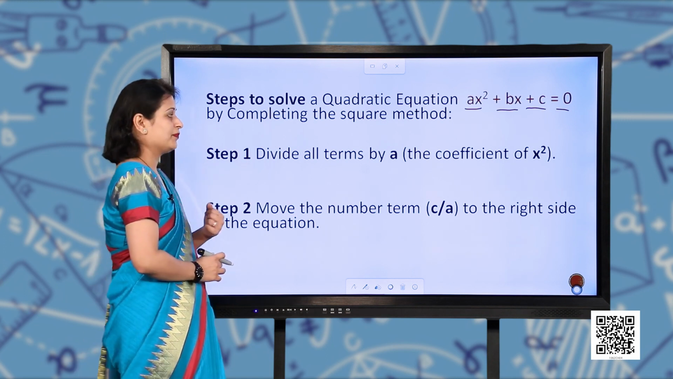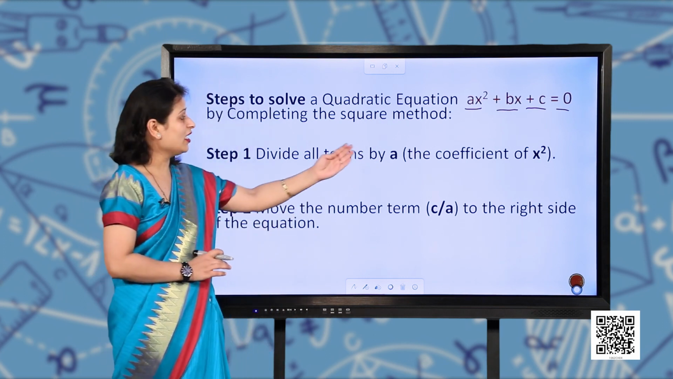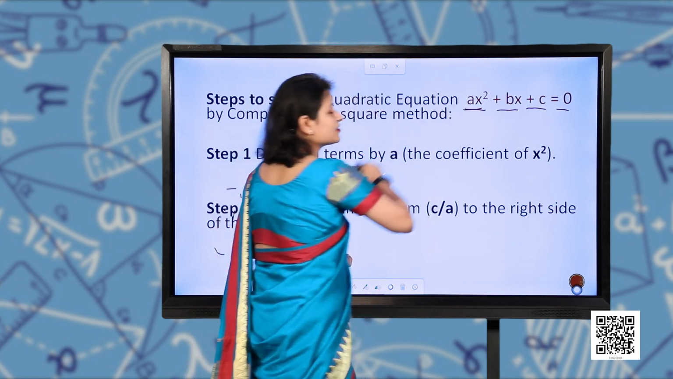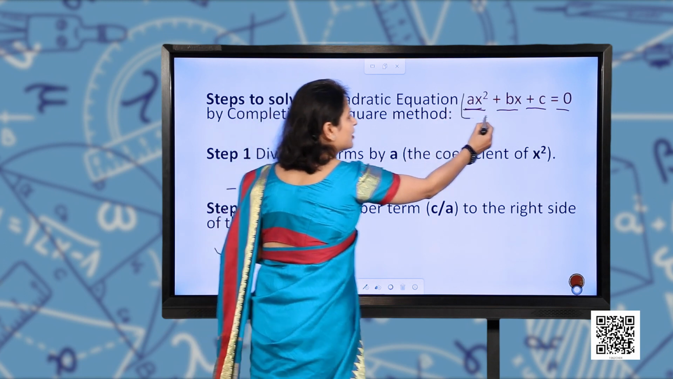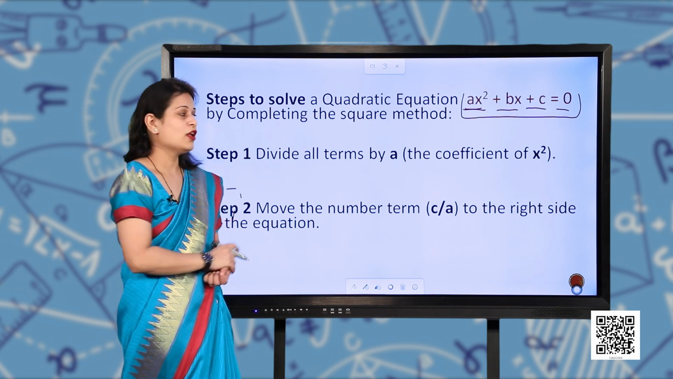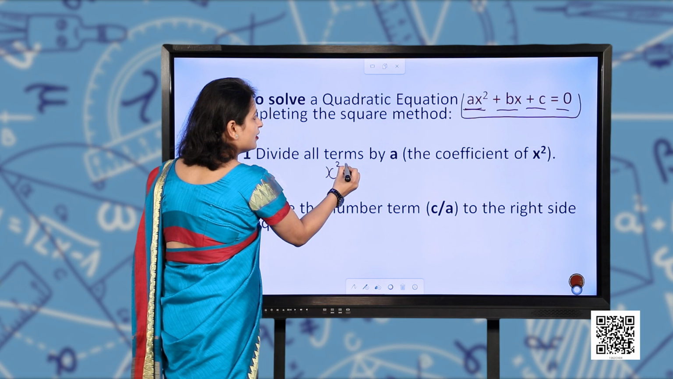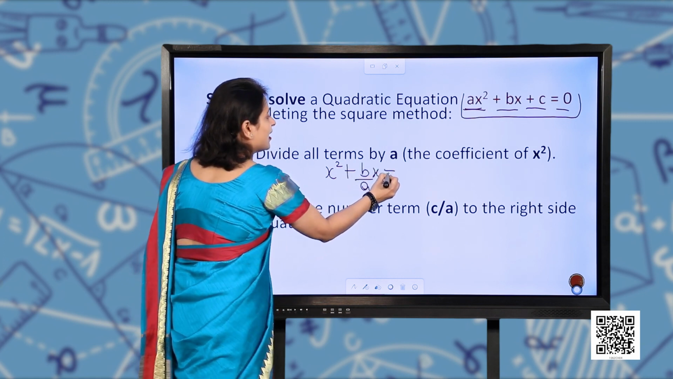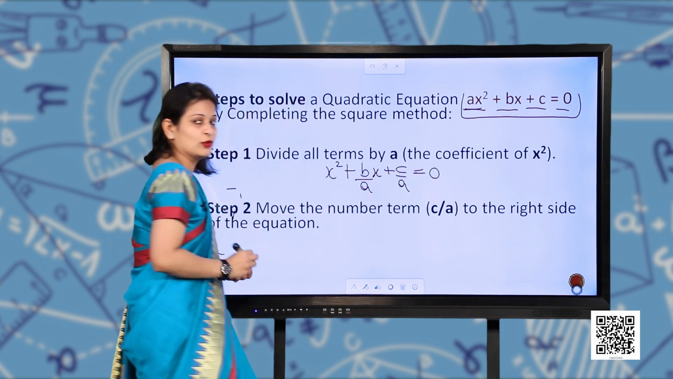Now step 1, divide all terms by a. Now what is a here? a is the coefficient of x square. So what we have to do? We have to divide this equation by the coefficient of x square. So what will be obtained? We get x square plus b by a x plus c by a equals 0.